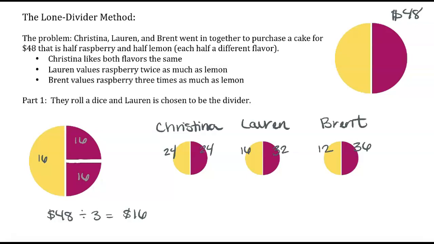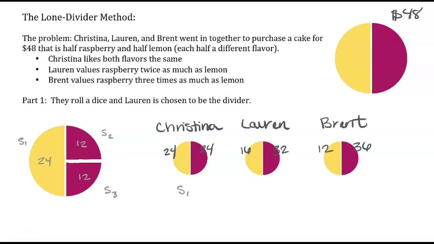Now we got to figure out how Christina and Brent are going to bid on the slices. Let's label these portions S1, S2, and S3. Let's look at this cake through Christina's eyes. In Christina's eyes, the lemon half and the raspberry half are worth the same. So S1 to Christina is worth $24, while S2 and S3 are only worth $12 each. So to Christina, S1 is the only fair share.